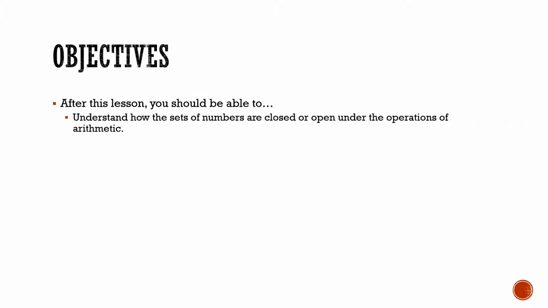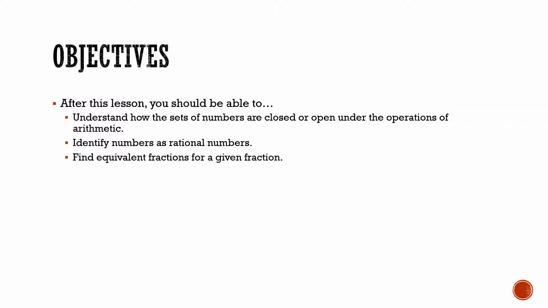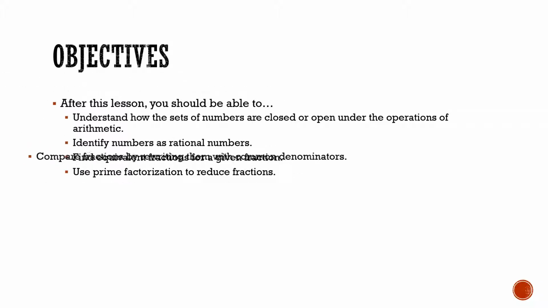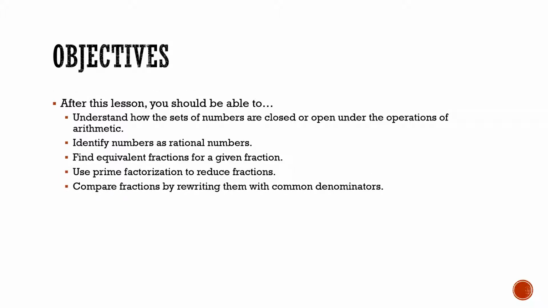Our objectives for today: after this lesson, you should be able to understand how the sets of numbers are closed or open under the operations of arithmetic, identify numbers as rational numbers, find equivalent fractions for a given fraction, use prime factorization to reduce fractions, compare fractions by rewriting them with common denominators, and write improper fractions as whole numbers or mixed numbers.